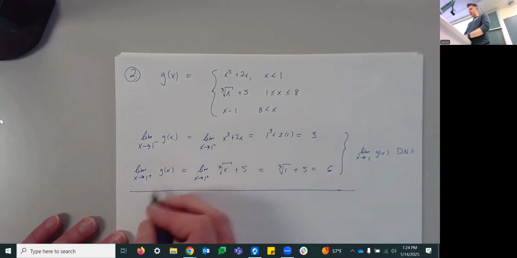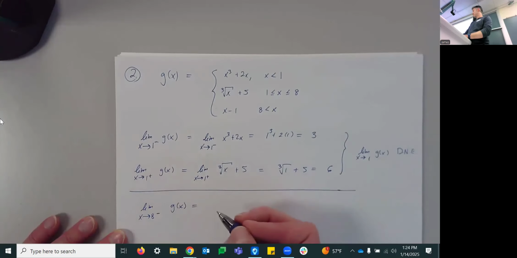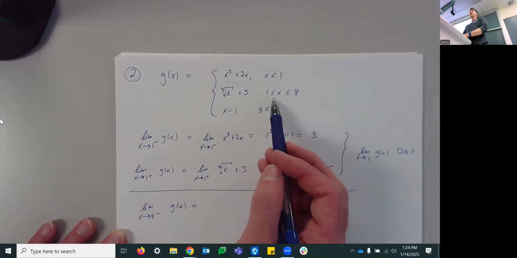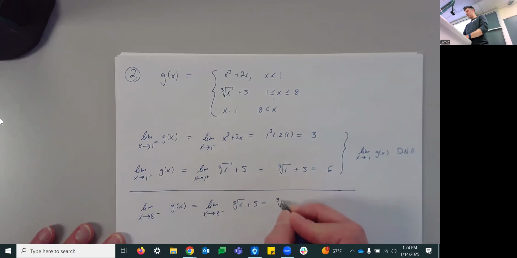So if we look at approaching 8, well, let's see here. The limit as x approaches 8 from the left of g of x. Now we have to use the piece where x is less than 8, but still getting close to 8. So we're still going to use this middle piece because that's where x is approaching 8 from the left side. And that's going to be the limit as x approaches 8 from the left of the cube root of x plus 5. I'm just going to plug it in. I'm going to get the cube root of 8 plus 5, which is 2 plus 5, which is 7.